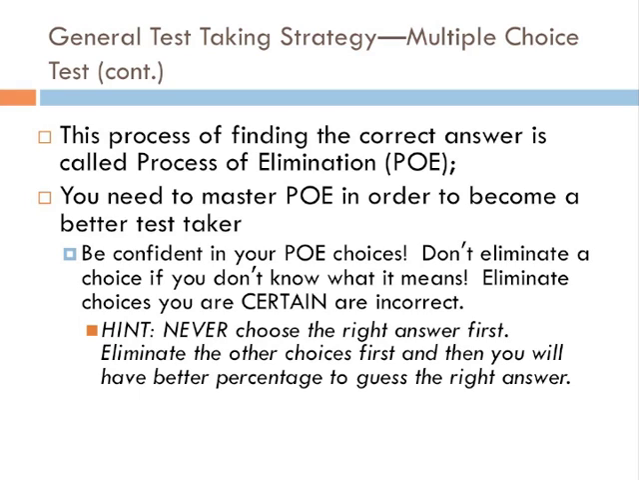Now, one problem that students have is they often want to eliminate answer choices they don't understand, and that's actually a bad thing. We need to be confident in our POE choices. So if there's a choice that you don't know or understand, don't eliminate it first. We can only eliminate answer choices that we're certain are incorrect. Now, this kind of brings us to the idea that we shouldn't just choose the right answer first. Now, you may know what the right answer is, but just keep it for a moment. In this case, try to eliminate the other choices in order to make sure that you think you've got the right answer.